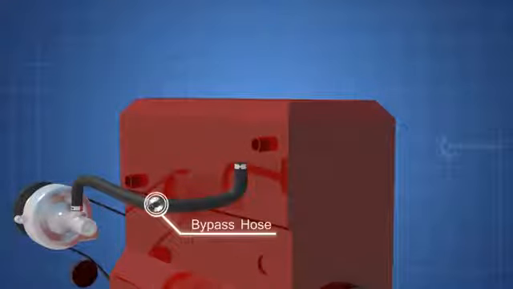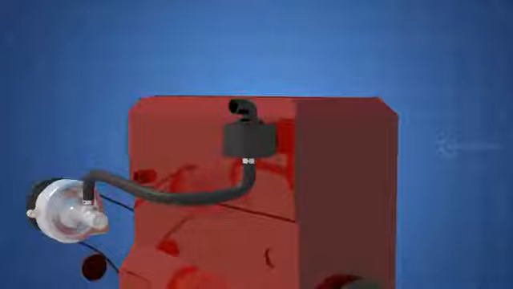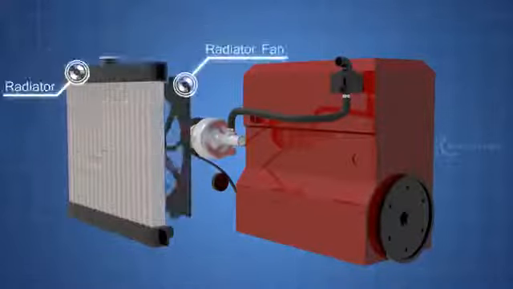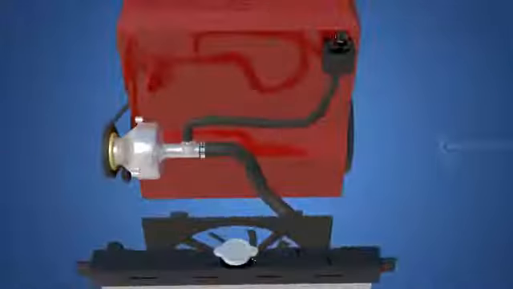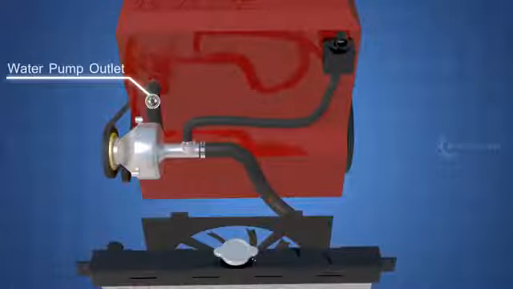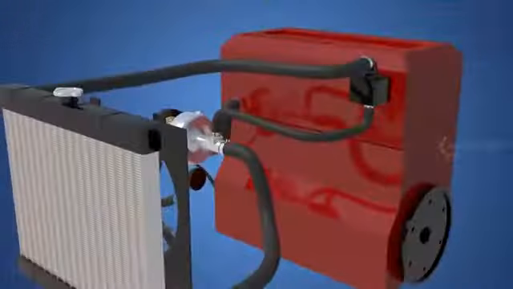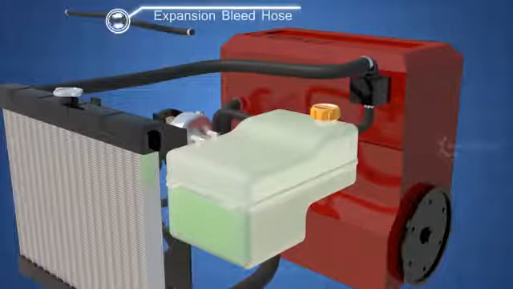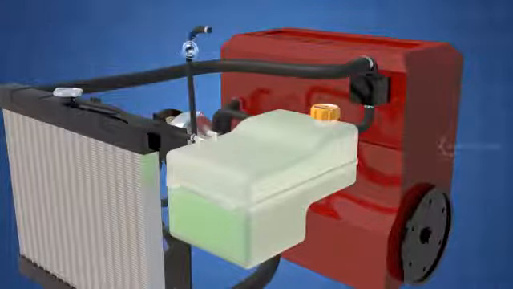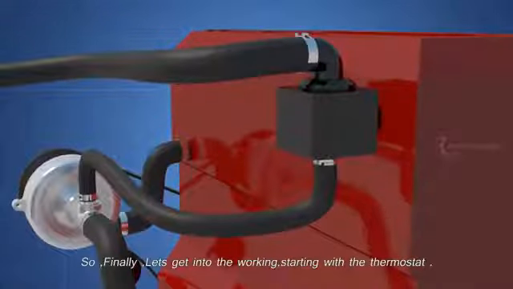The thermostat bypass hose. The thermostat housing. Inside the thermostat, the radiator, and the radiator fan. The lower radiator hose. The water pump outlet hose. The upper radiator hose. The coolant expansion tank. The expansion bleed hose. Coolant overflow hose. So, finally, let's get into the working, starting with the thermostat.